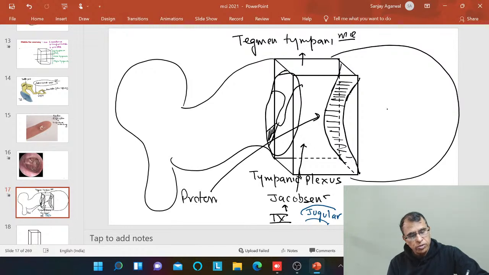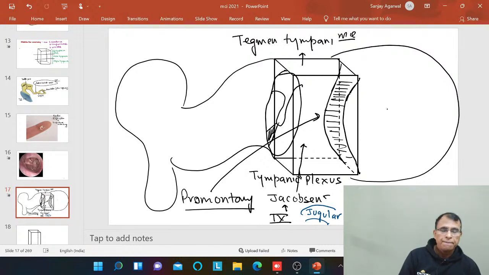So this is also an MCQ. What is the bulge on the medial wall called? The bulge on the medial wall is called the promontory. Promontory. Right.